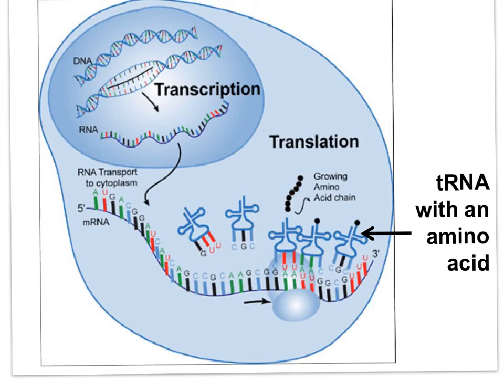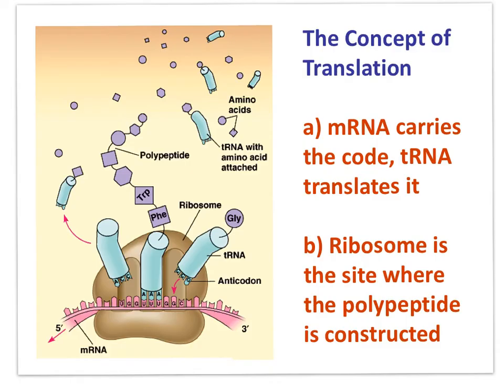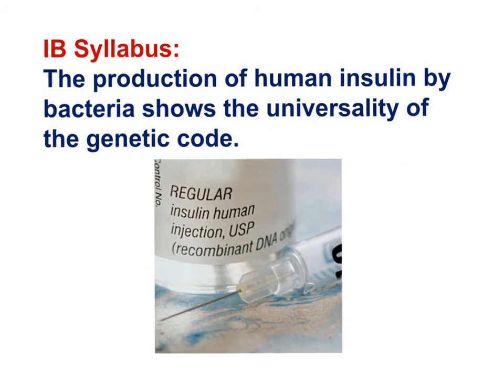At this point, I'm providing a general view of translation. The details will follow in the next movie. One more look at the overview of translation. The mRNA carries the code, and the tRNA translates the code by transporting the appropriate amino acid to the ribosome. And the ribosome is the site where peptide bonds are formed between the amino acids in the synthesis of the polypeptide. As one last idea, it's important to note that the genetic code is universal among all organisms.